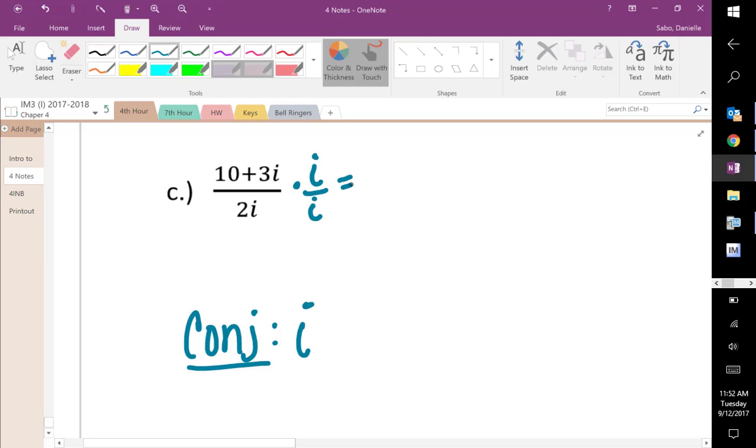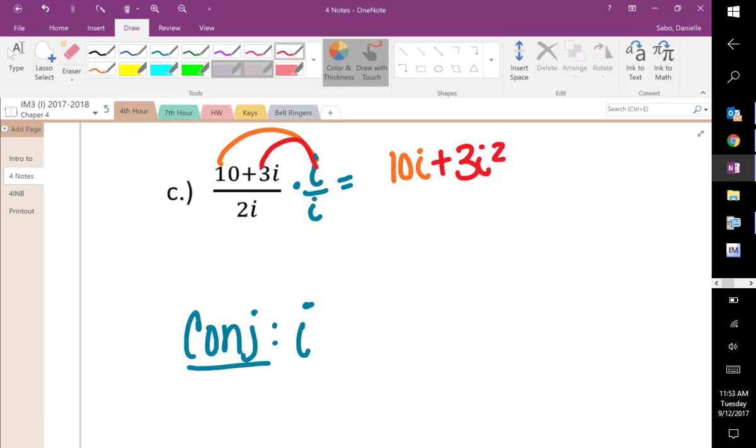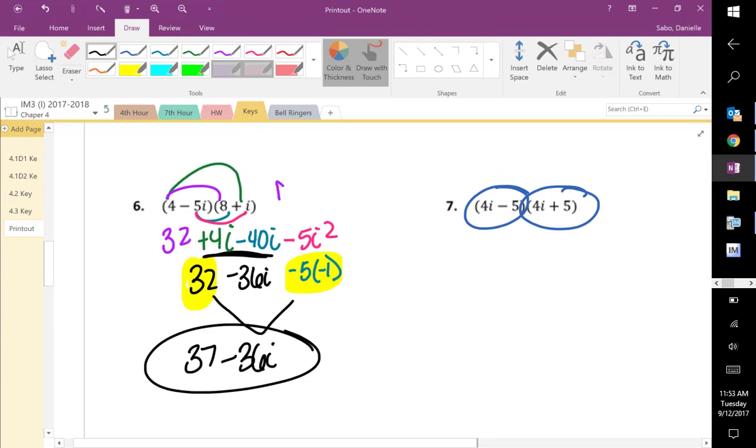Which is going to get me -1. So watch. I'm going to do this one quickly with you. What's 10 times i? 10i. And then what's 3i times i? 3i squared.